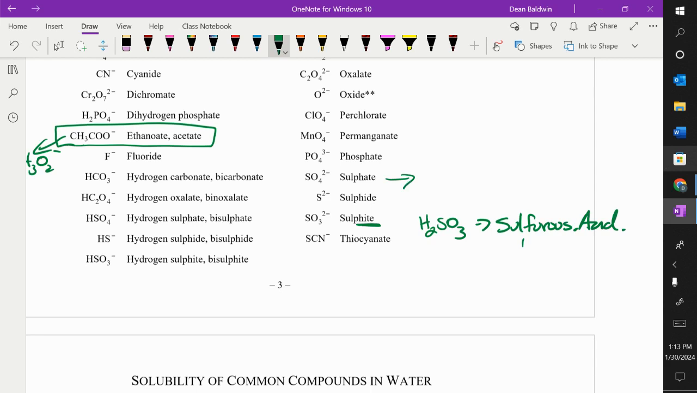If it's "ate," so if it's H2SO4, ends in "ate," you change it to ic. So this is sulfuric acid.